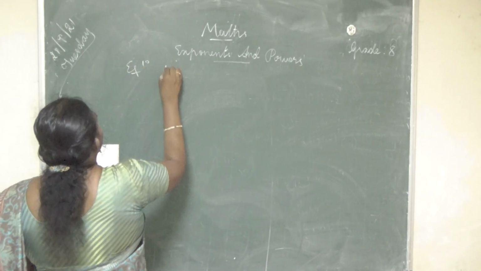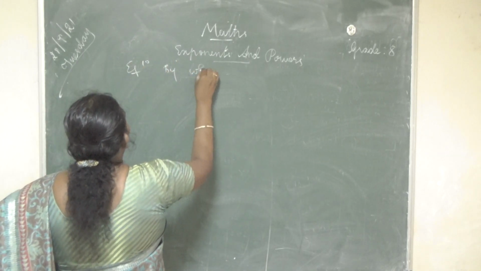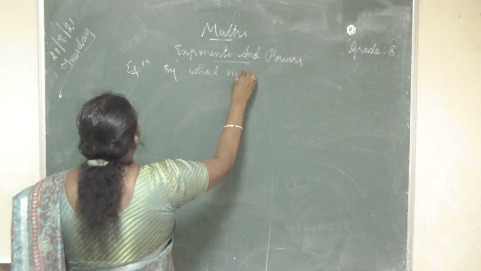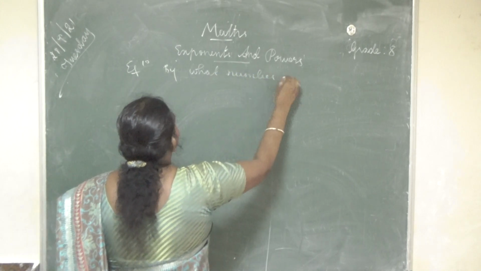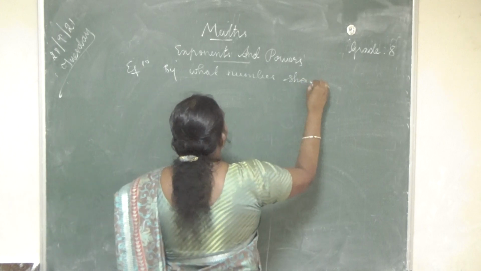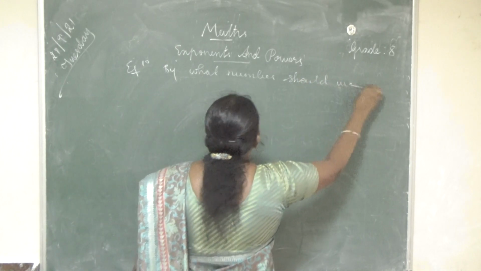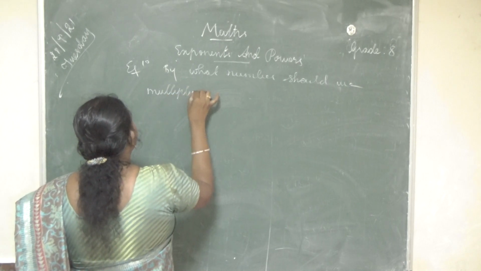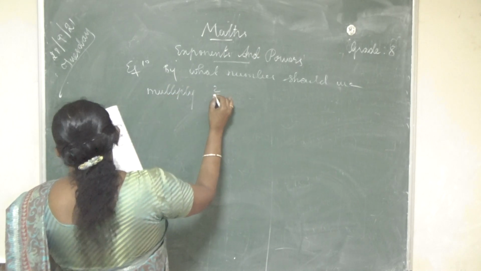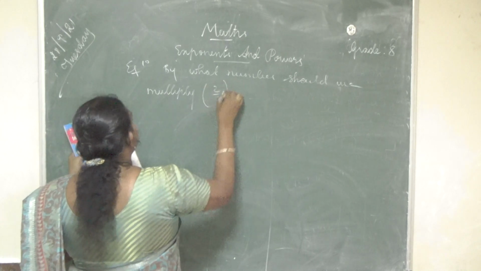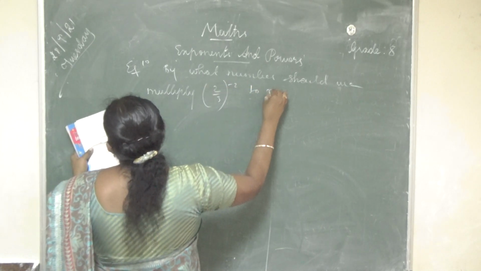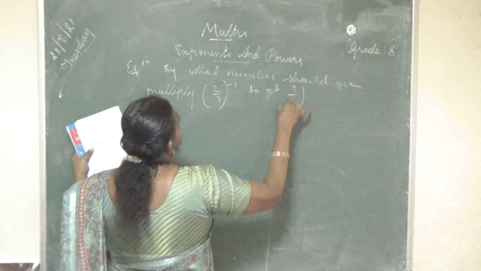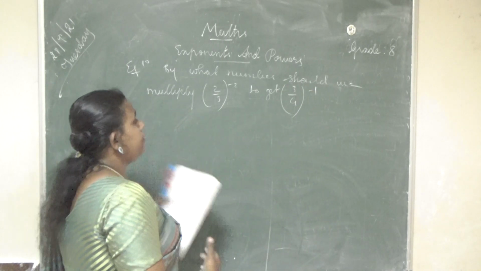Example 10. By what number should we multiply 2 by 3 the whole power minus 2 to get 3 by 4 the whole power minus 1? We want to get the answer 3 by 4.